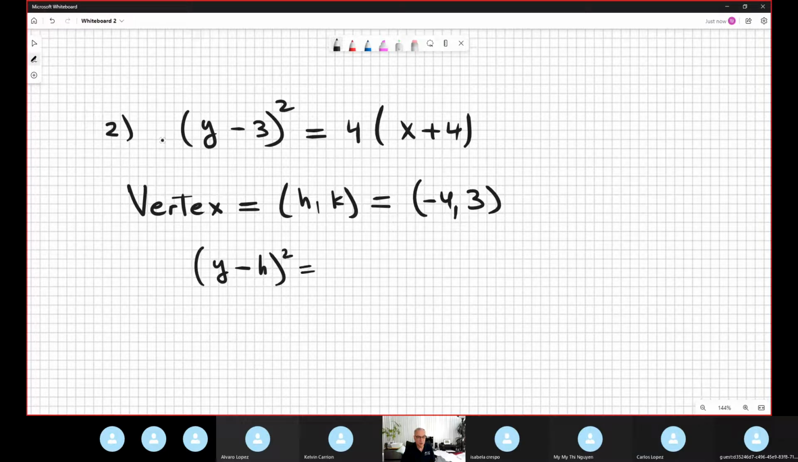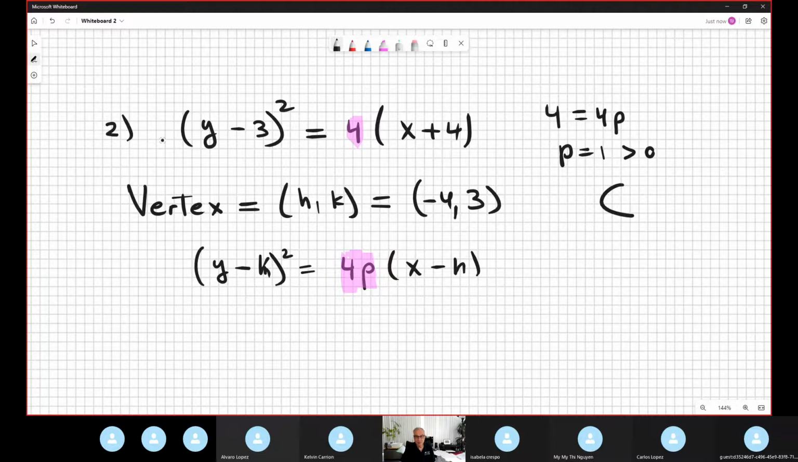Could you repeat again? Because I don't understand this very well. This is h and this is k. The direction in which it opens is determined by the parameter p. It's obvious in this example: 4p is equal to 4, therefore p is 1. This is positive, so it opens to the right. Okay?